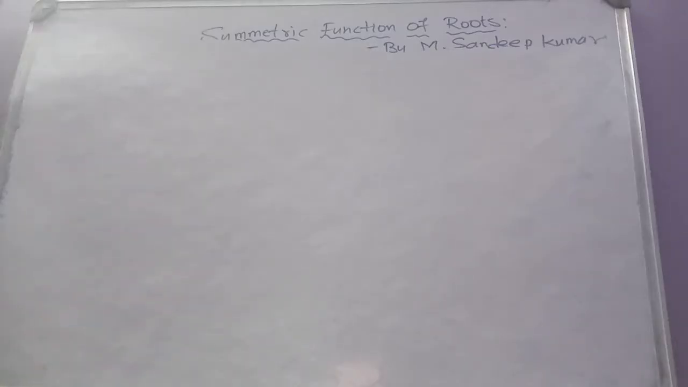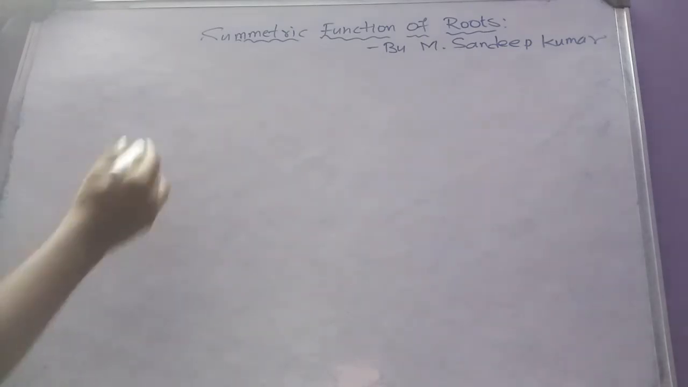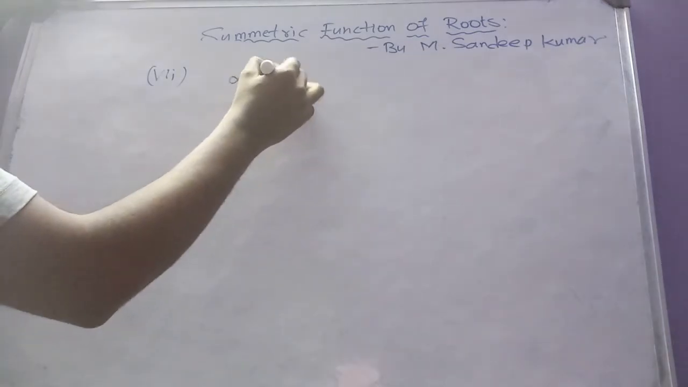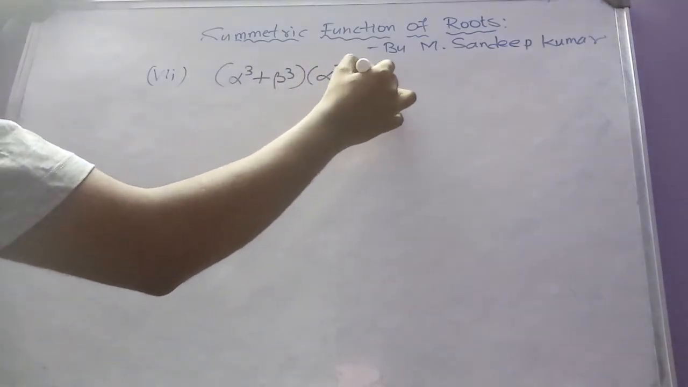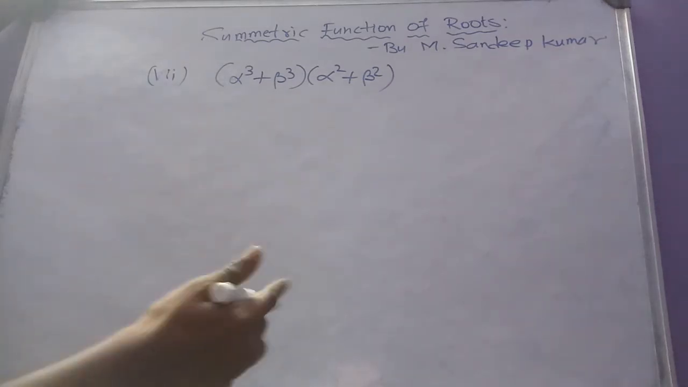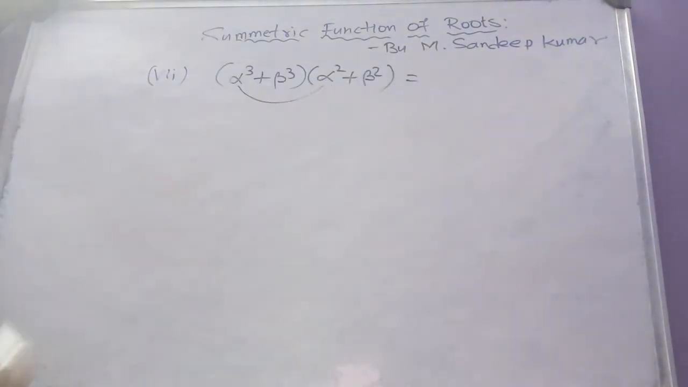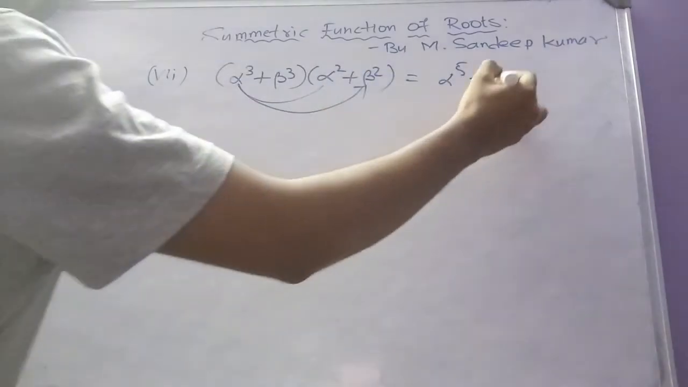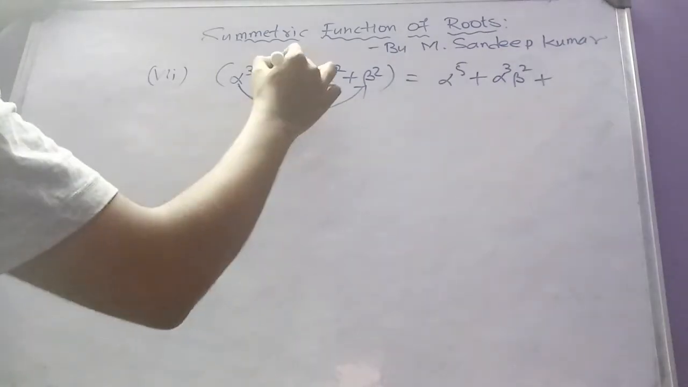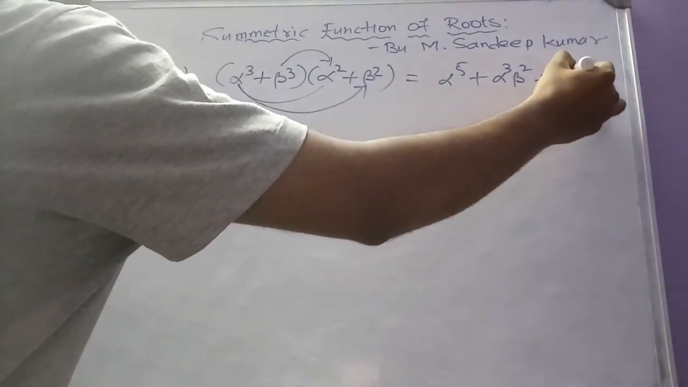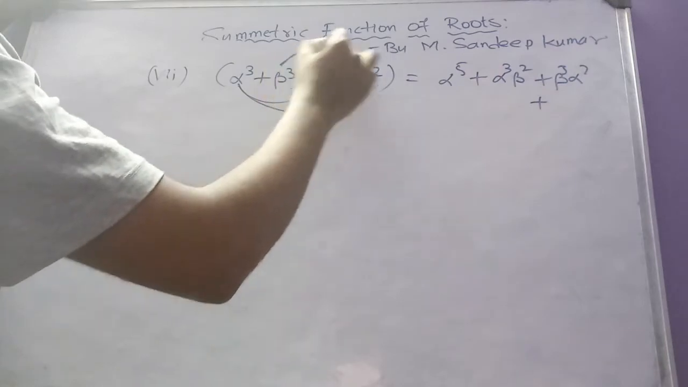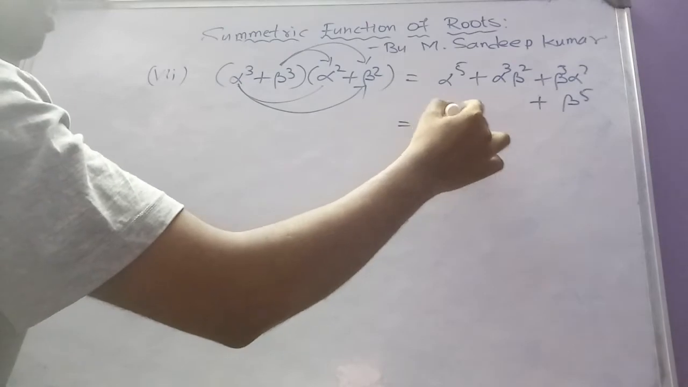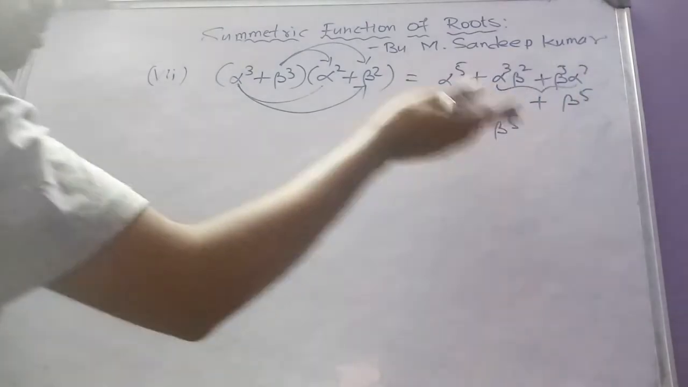Dear students, in order to find alpha power 5 plus beta power 5, let me start out with (alpha cube plus beta cube) into (alpha square plus beta square). Let me expand this and check out what happens. Alpha cube into alpha square is alpha power 5, plus here you will get alpha cube beta square plus beta cube alpha square plus beta power 5. Right side you just keep only alpha power 5 plus beta power 5 and take these two terms to the left side.